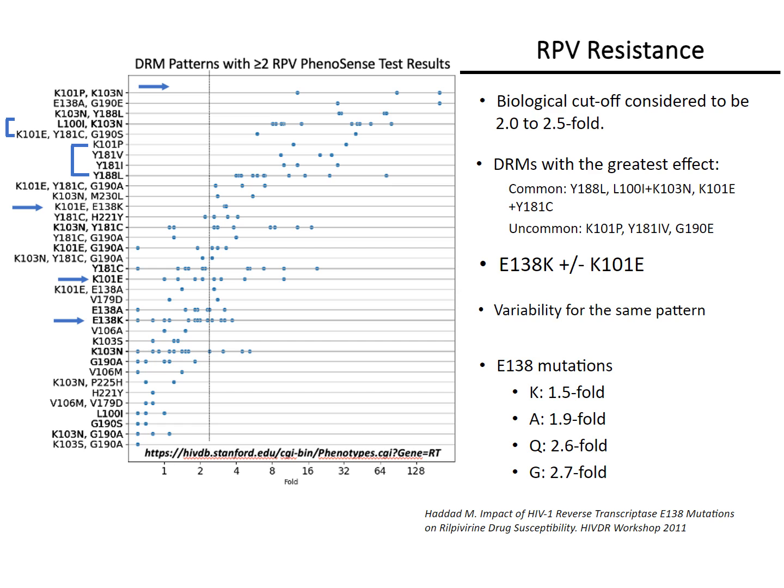Rilpivirine is unique among NNRTIs because it selects for mutations at position 138, which can cause low-level reductions in rilpivirine susceptibility. E138A is a polymorphic mutation that occurs in 2% to 5% of untreated persons, depending on viral subtype. Its clinical significance for rilpivirine is not known. It is listed as a rilpivirine-associated drug resistance mutation in the FDA package insert, and patients with E138A were excluded from the rilpivirine clinical trials.